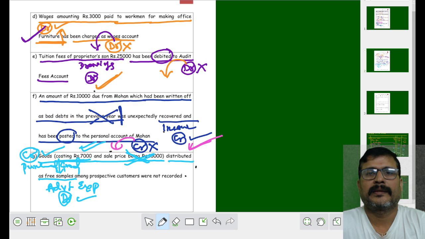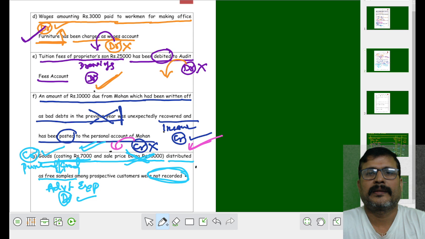Now distributed as a what? Free samples. Free samples means advertisement expenses, right? Free samples, because in your advertisement procedure, free samples is one type of advertisement. It is advertisement expenses as a debited to the prospective customer were not recorded. Entry नहीं हुआ, किधर भी wrong नहीं किया आप. You didn't write anything wrong in your entries because entry is not at all passed. Now what to do? You pass the correct entry.